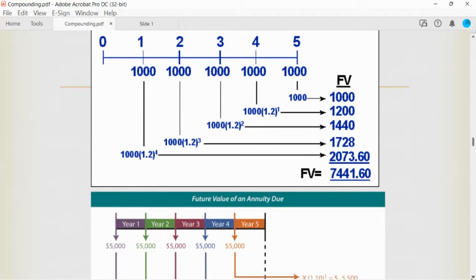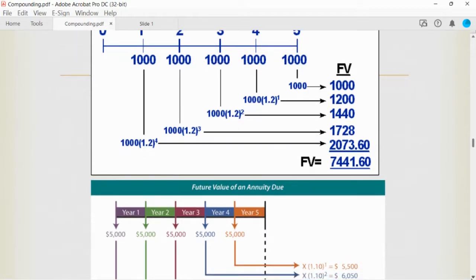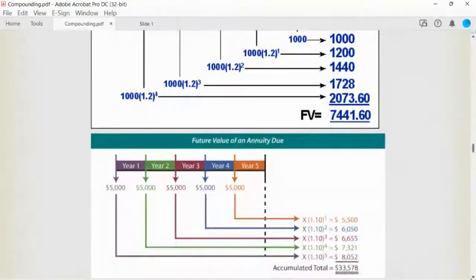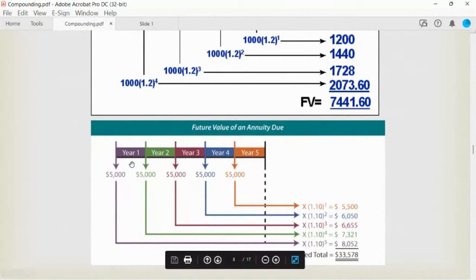But then that's called annuity due, right? But then think about it. This is the example of annuity due. Ignore the difference in payment amount and interest rate. Just assume that they are the same, $1,000 and 20%, right?